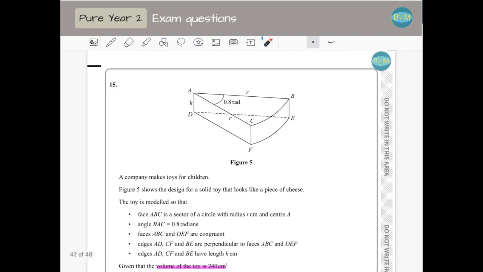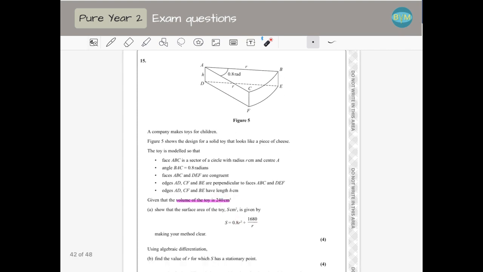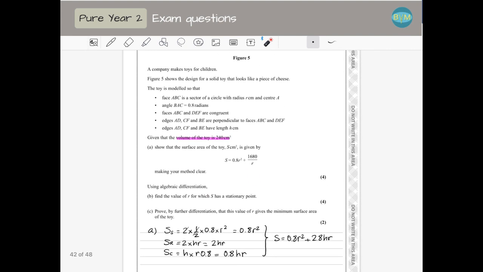It's quite typical. So with modeling with differentiation, you always have a volume or a surface. They are going to give you a clue or something to eliminate one of the parameters, and then you can differentiate with respect to the other to find maximums, minimums, and things like that. But that's all.